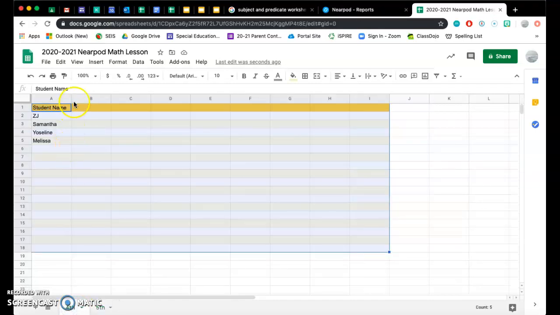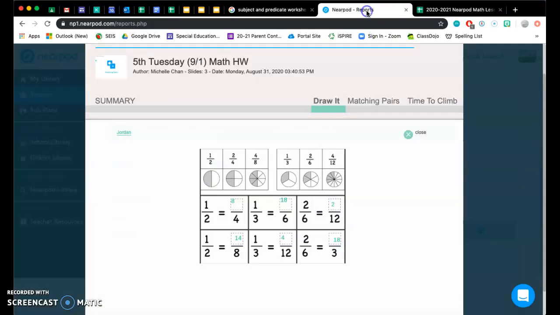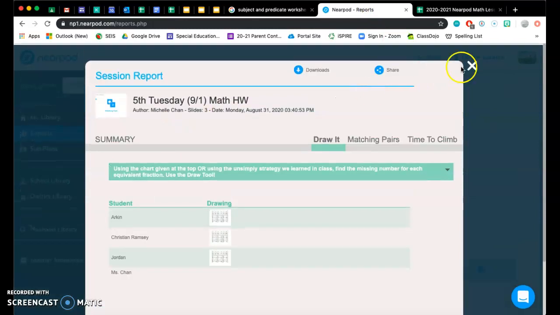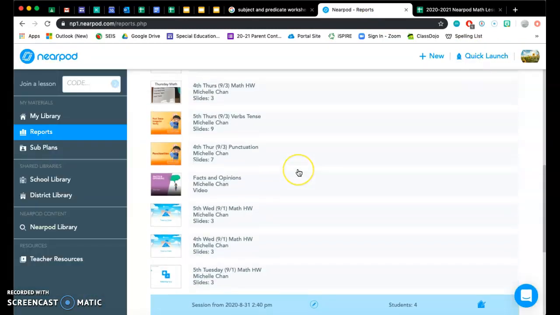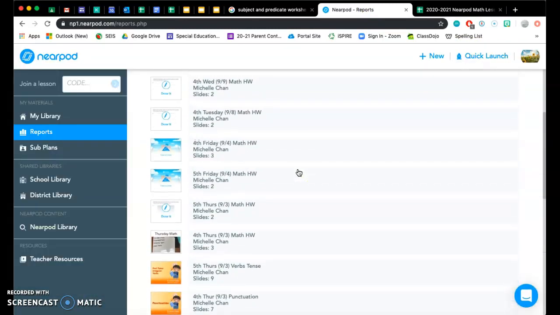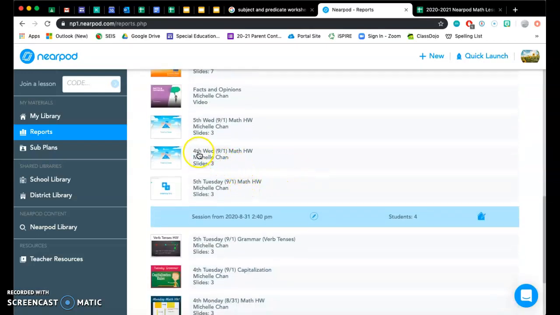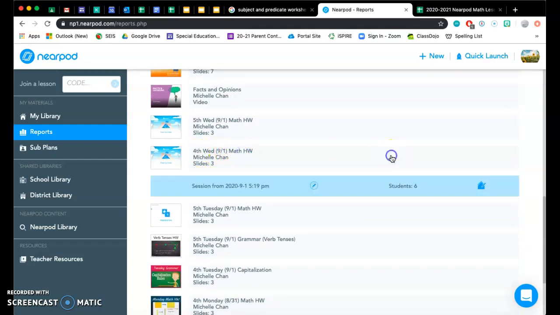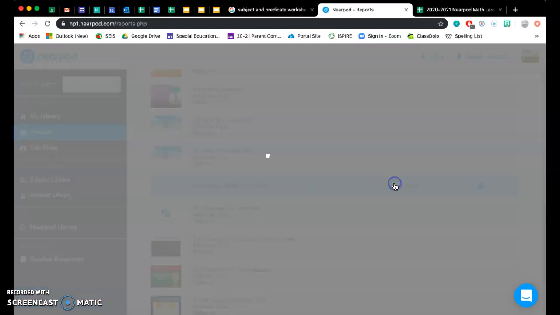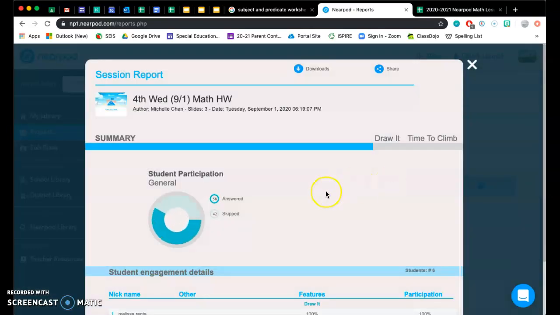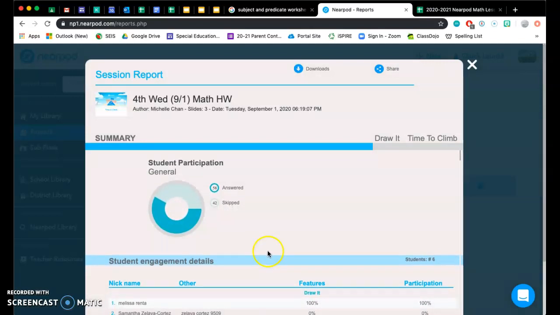So I have a 4th grade tab as well and a 5th grade tab. So all the reports are here. It's a mix of math and language arts, so make sure the ones you are clicking, they should be labeled by grade level, the day, and it's a math homework. So this is 4th grade. You can click on the 6 students. Sometimes all the students are turning it in, sometimes not all.